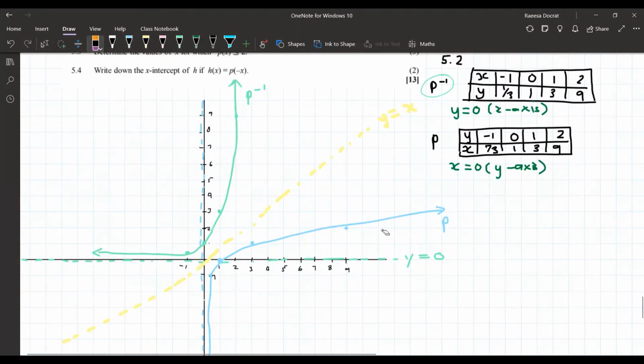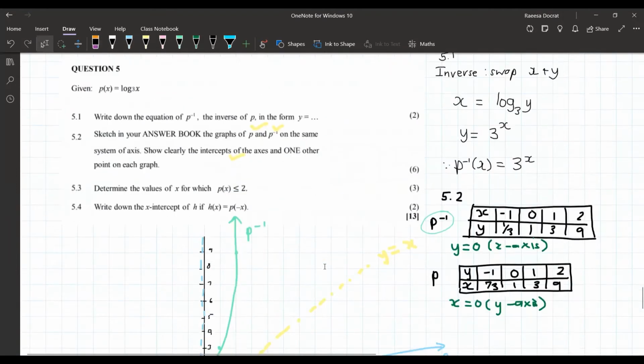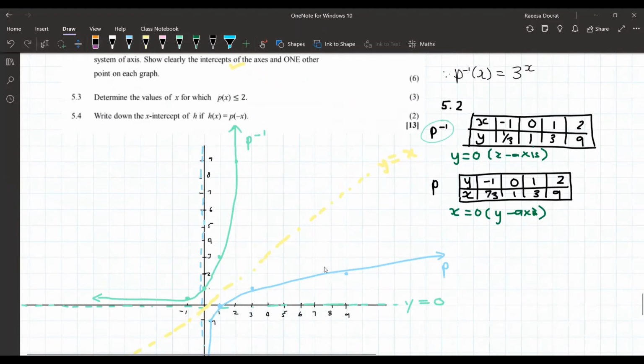Okay, and then we needed to show at least one other point. So we've got many extra points. You don't have to draw that many. At the end, they're just going to look at the shape. Okay, so here we do the next one.